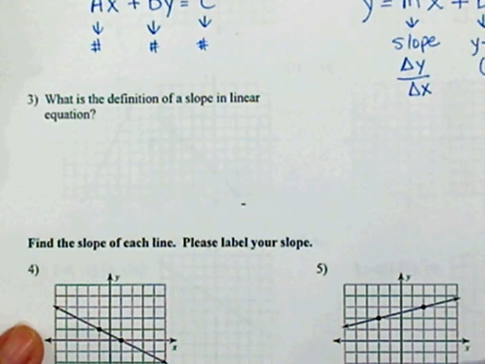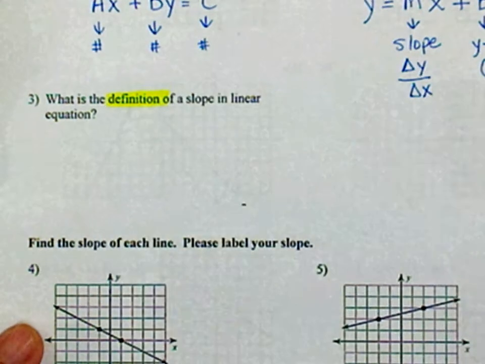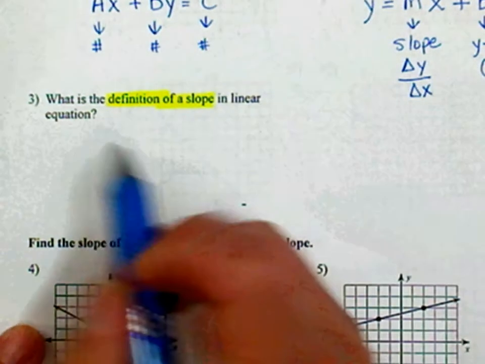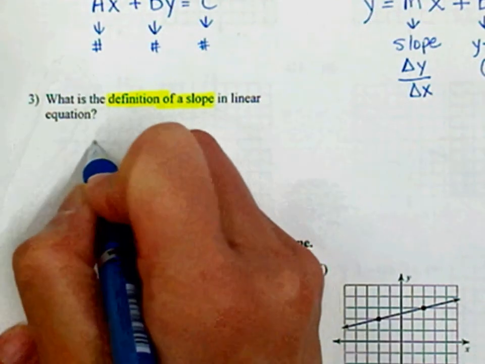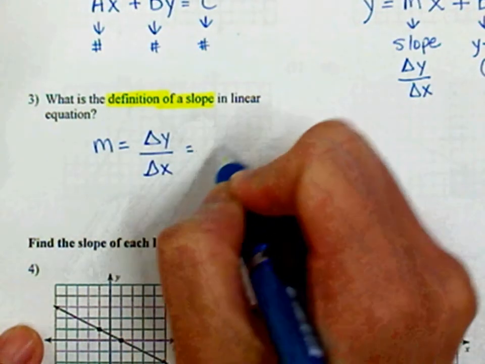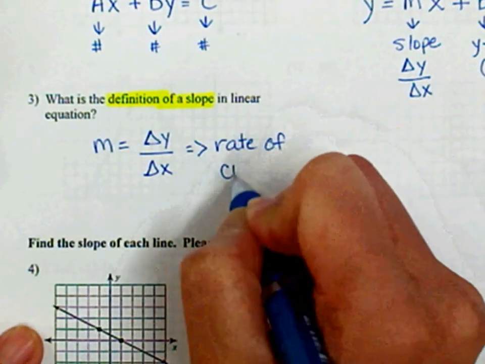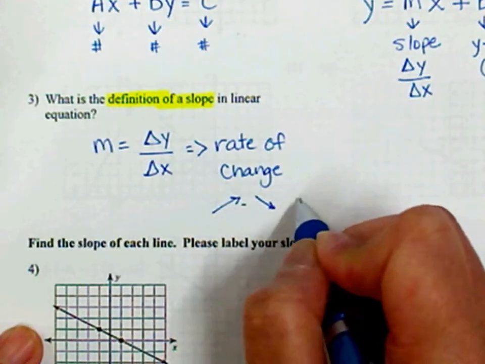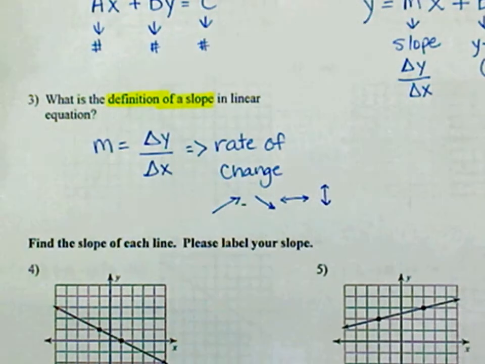Number 3. What is the definition of a slope in a linear equation? Which is your m, and your m is the change of y over the change of x. And the definition is this: it is a rate of change. Either they're going up, they're going down, or they're going to stay the same. And sometimes you have this one, which is not even a function.